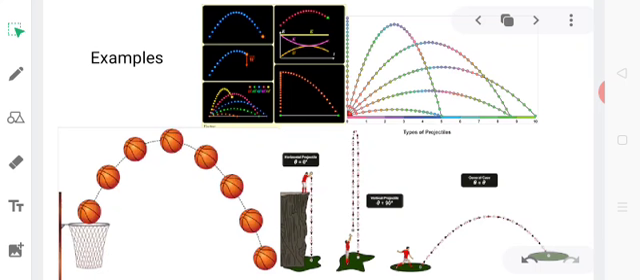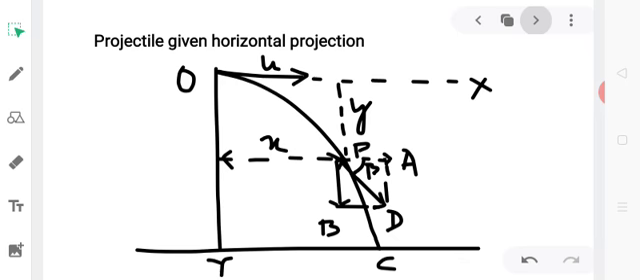Hence, while studying the motion of a projectile, we shall consider there is no frictional resistance of air. The effect due to rotation of the earth and curvature of the earth is negligible. The acceleration due to gravity is constant in magnitude and direction at all points of the motion of the projectile. So, applying these assumptions, we shall begin with the study of projectile given horizontal projection.